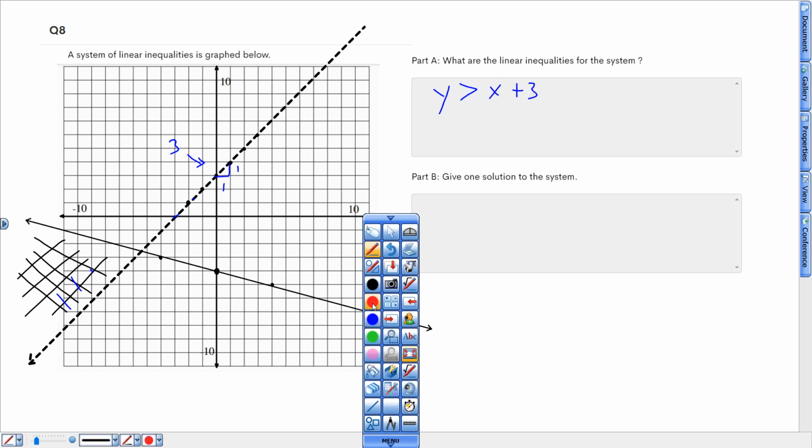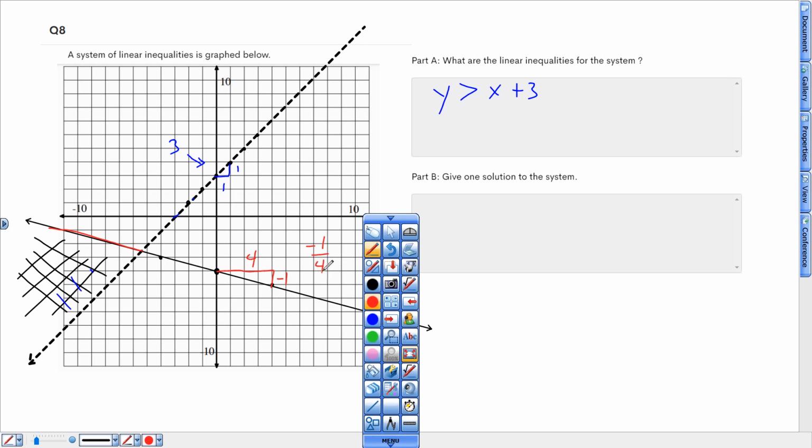The one in red, this one's slanting down. Looks like it's going right 4, down 1. Remember though, that's not -4/1. That's a slope of 1. I'm sorry. It's going right 4, down 1. Let's redo that. Right 4, down 1. That is a slope of -1/4. Rise over run. Don't say 4 over -1.